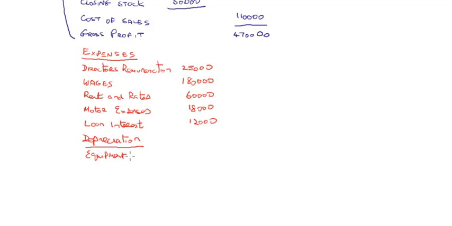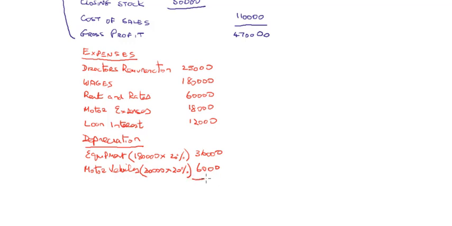So let's do the calculation for equipment. The cost is 180,000, and we're told that the annual rate of depreciation is 20%. So we just put it in like that, and we calculated 36,000. And we do the same for the motor vehicles. The cost is 30,000, with the same method of depreciation and the same rate. So it's just 20% of the cost, and that's 6,000. So I think that's all our expenses.